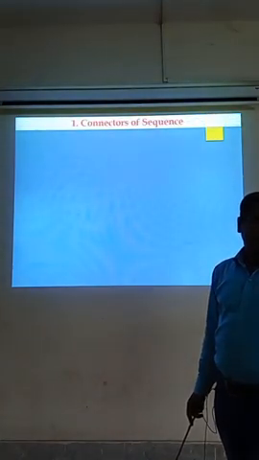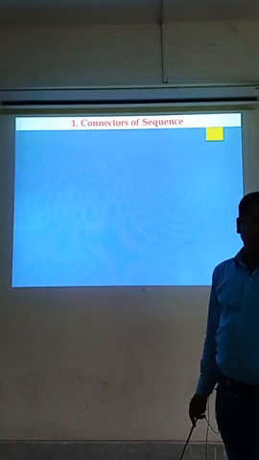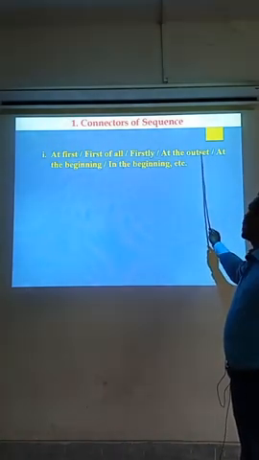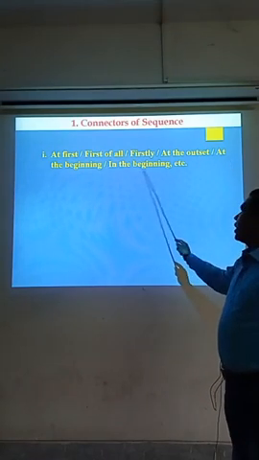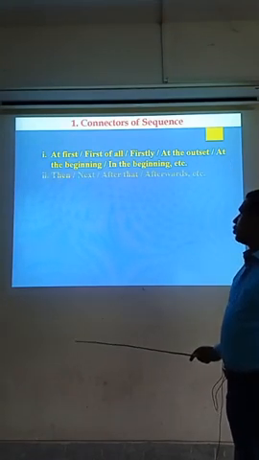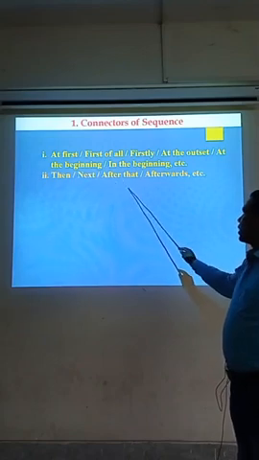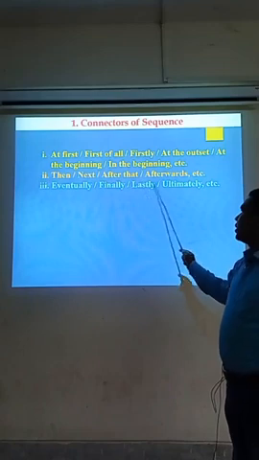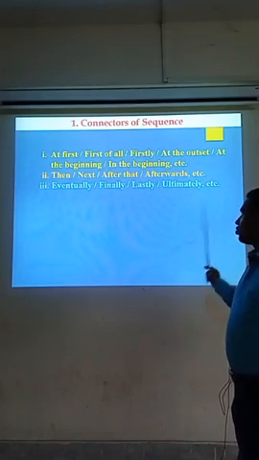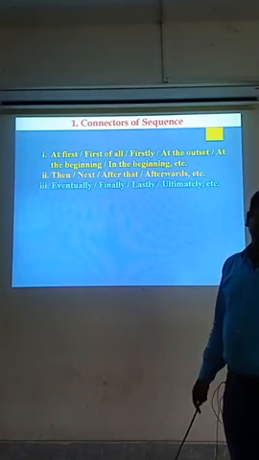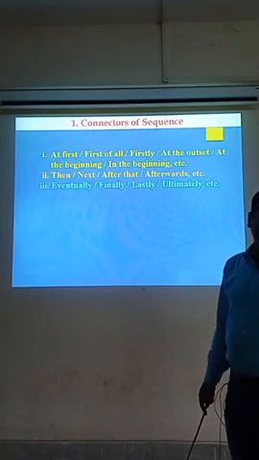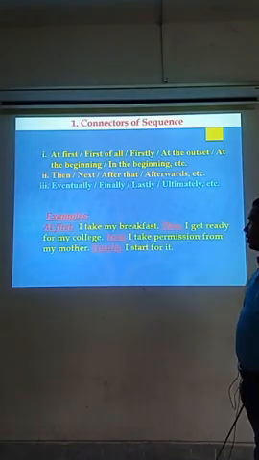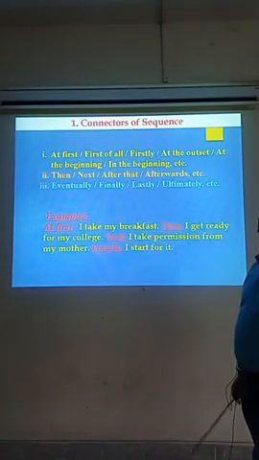Number 1, connectors of sequence. You can see connectors of sequence: at first, first of all, firstly, at the outset, at the beginning, in the beginning, etc. Number 2: then, next, after that, afterwards, etc. Number 3: eventually, finally, lately, lastly, ultimately, etc. These kinds of connectors of sequence you will find in your topic, and you can see examples of these sentence connectors.